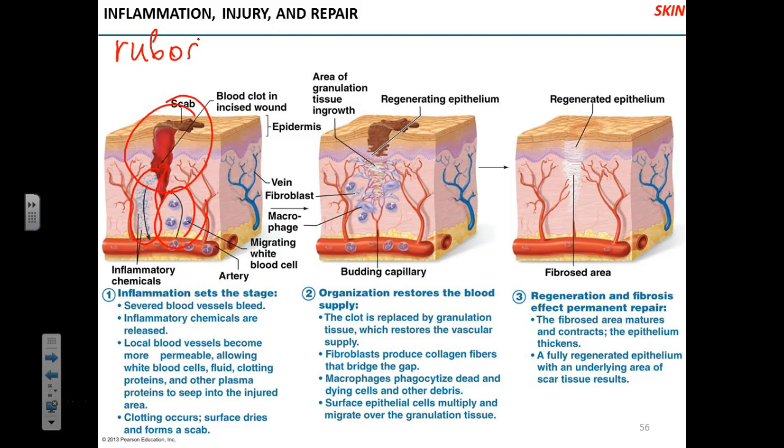Rubor, which means redness. Color, which means warmth. Tumor, which means swelling. And dolor, which means pain. Where does the pain come from? Yes. Mostly from swelling. Also, some of the inflammatory chemicals directly activate sensory neurons, sensory nerves, and directly send the pain signals. Does that make sense?